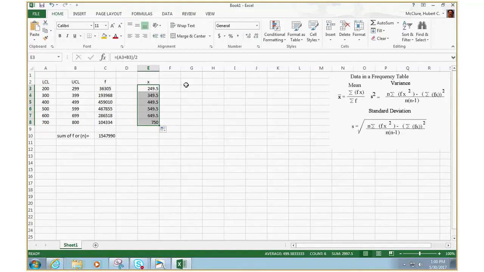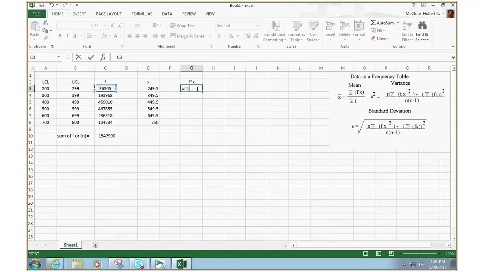All right, now we read our formula. What does the formula say to get our mean? The summation of F times X. So that means I have to multiply F times X. I'm going to make a column over here and call it F times X. I'm going to take F, multiply it by X, and copy that down.